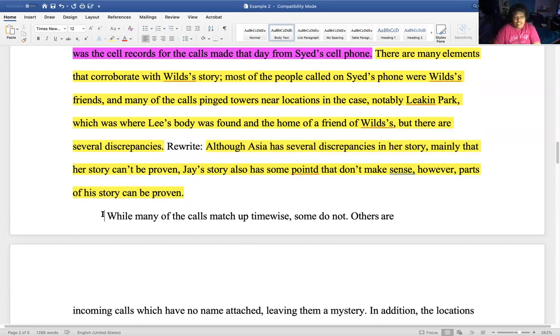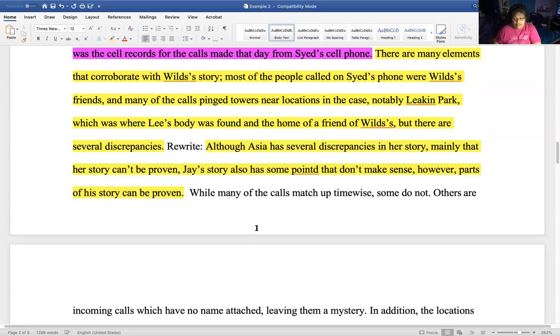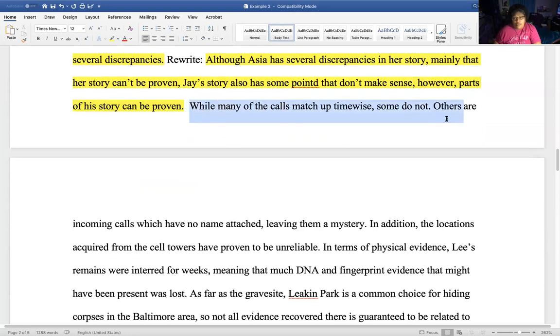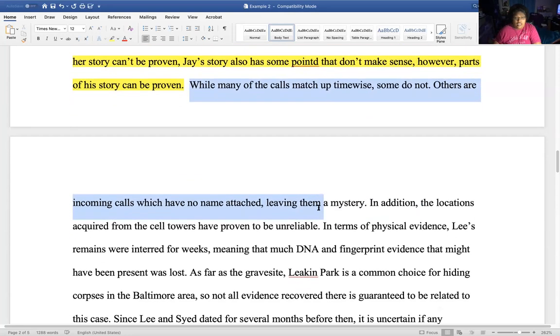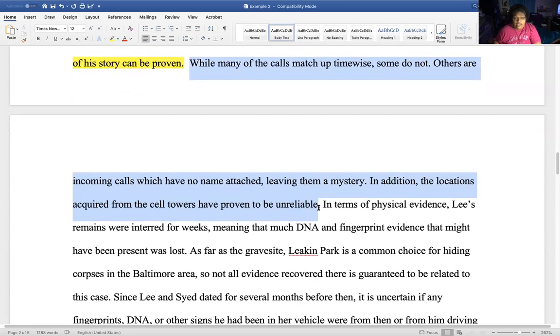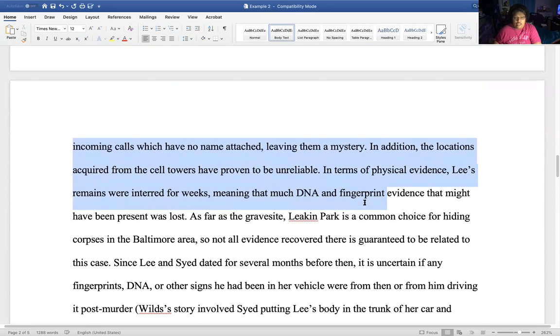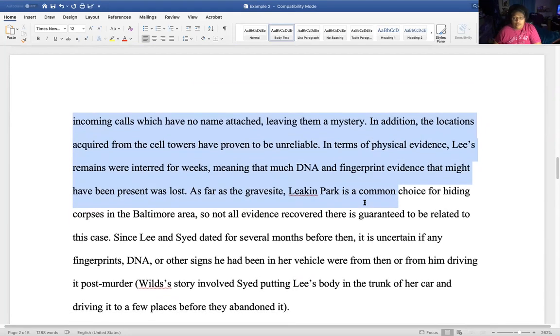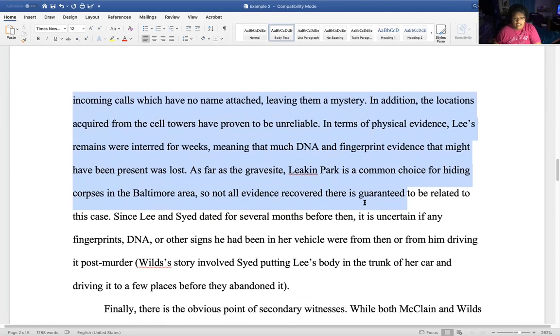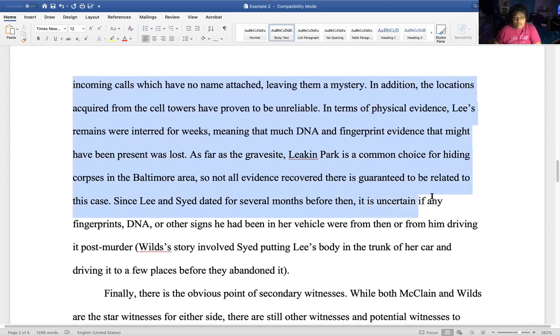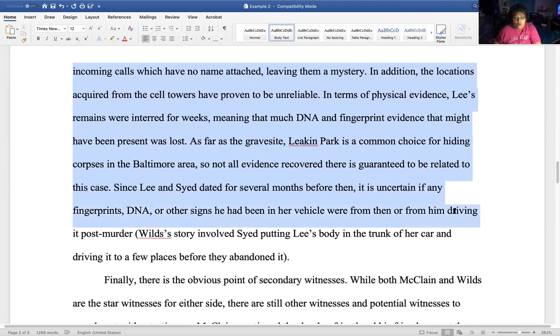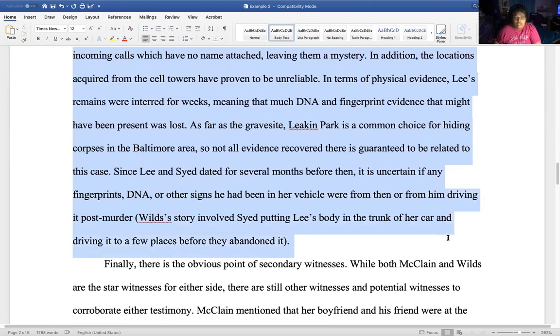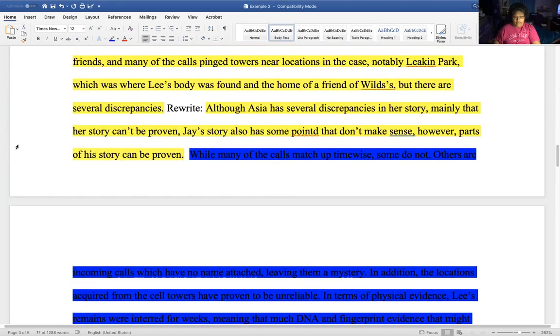So then she talks about Jay. While some of the calls match up time-wise, some do not. Others, incoming calls, have no time or name attached, leaving them a mystery. In addition, the locations acquired from the cell phone towers are proven to be reliable in terms of physical evidence, yada, yada, yada. And so she keeps talking about Jay and his story. There he goes. And is she still talking about Jay? Yeah, she is. So blue, right?